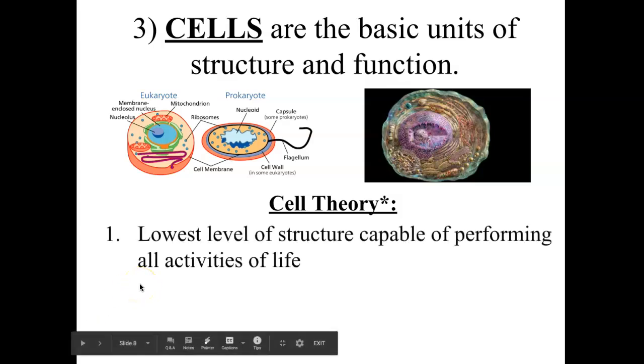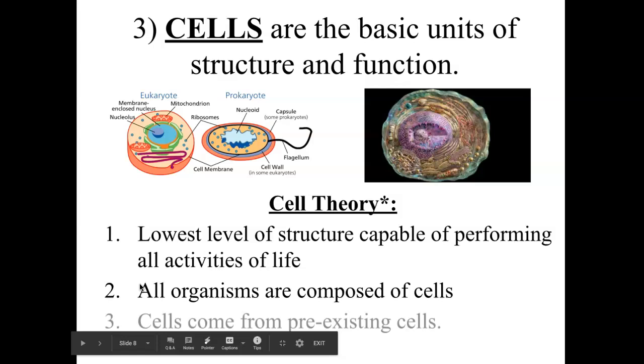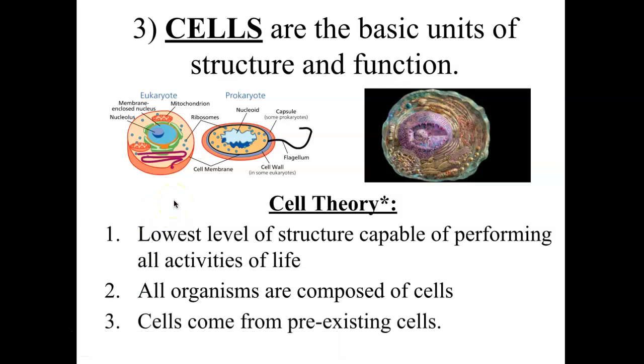The cell theory has 3 parts. Number 1, the cell is the lowest level of structure capable of performing all activities of life. So again, nothing smaller than the cell can perform all of life's functions on its own. A cell is fully capable of doing that. So when you consider the next level down, which is an organelle, like a mitochondria or a nucleus, shown here, these things have to work together to make one functioning cell.